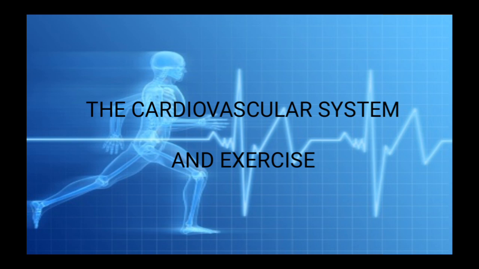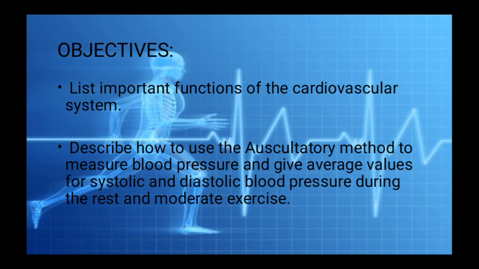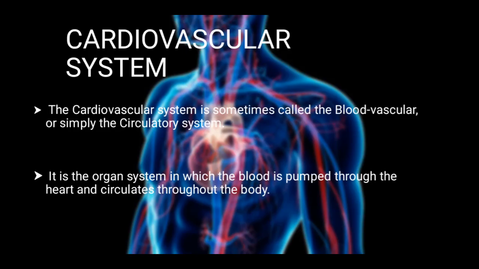Today we will discuss the cardiovascular system and exercise. These are the objectives for this topic: list important functions of the cardiovascular system, and describe how to use the auscultatory method to measure blood pressure and give average values for systolic and diastolic blood pressure during rest and moderate exercise. So what is the cardiovascular system?